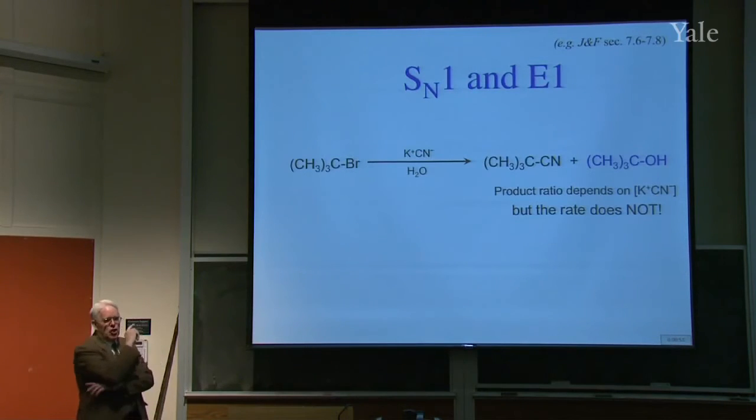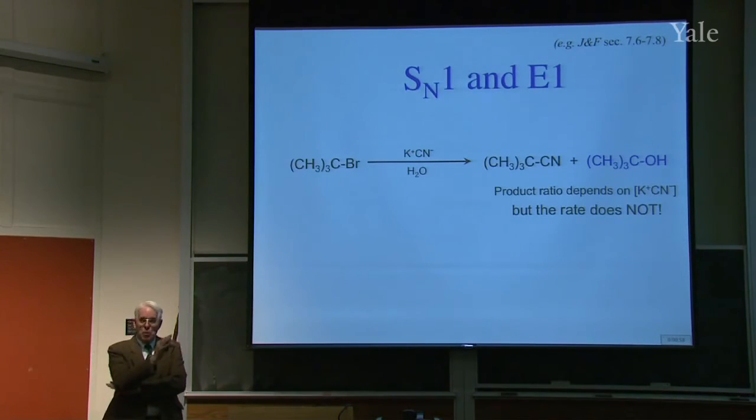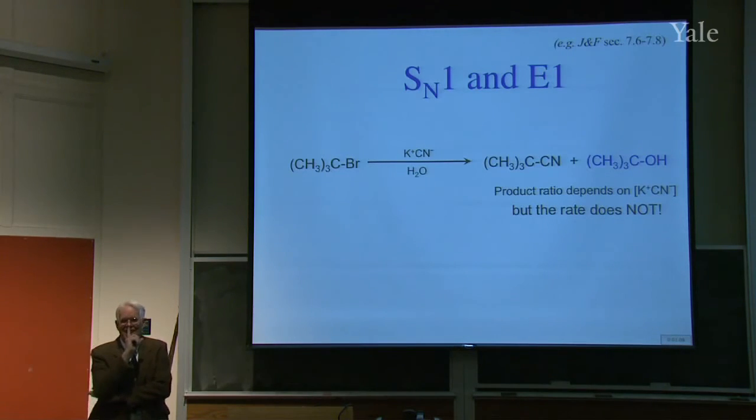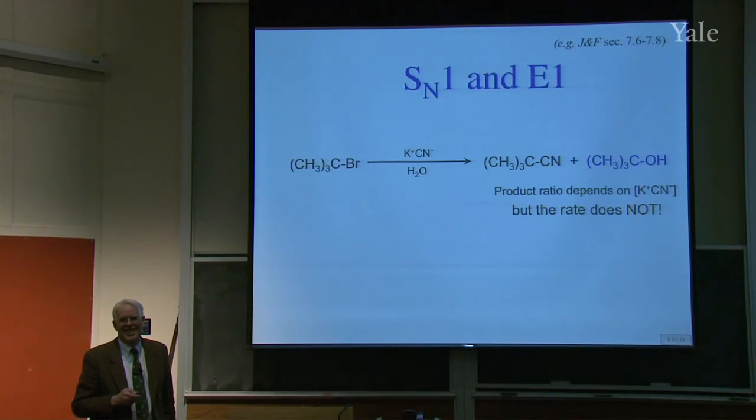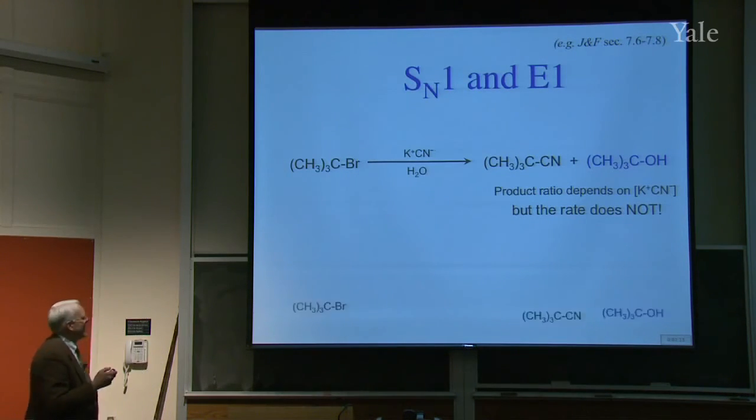Can anybody see how that could be? How could you change the products but not change the rate? Matt? Even though you have a different ratio, it could be doing a different mechanism. All right, let's try it here.